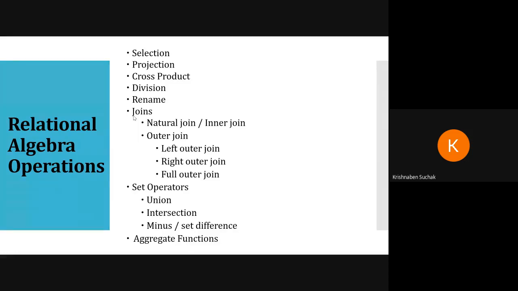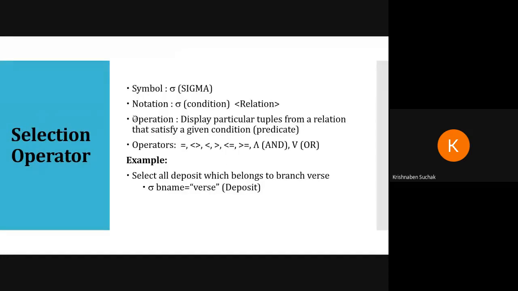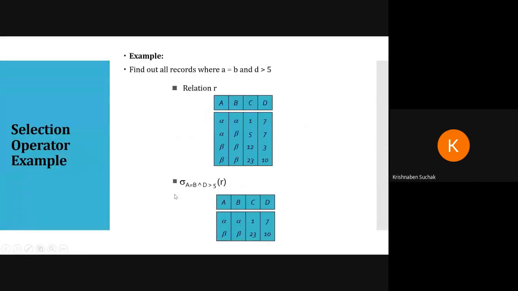Okay. So in the last lecture, we also covered the selection operator. What is the selection operator? The symbol of the selection operator is sigma. The notation is: you write sigma, in brackets you write the condition, and then you write the relation. Relation is the table name. We saw this in the previous chapter also. So here one example is given. Let us go to that example.